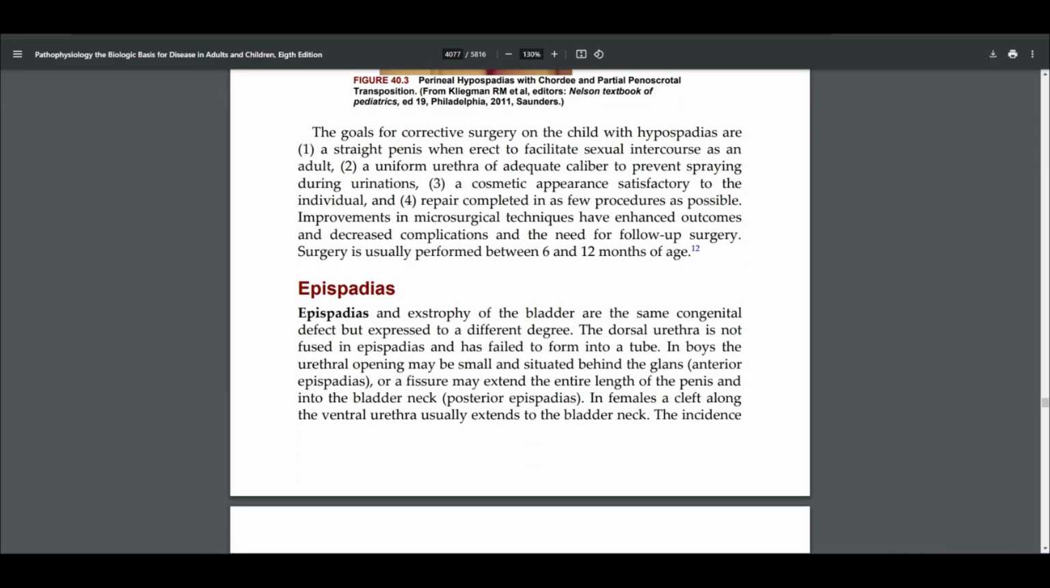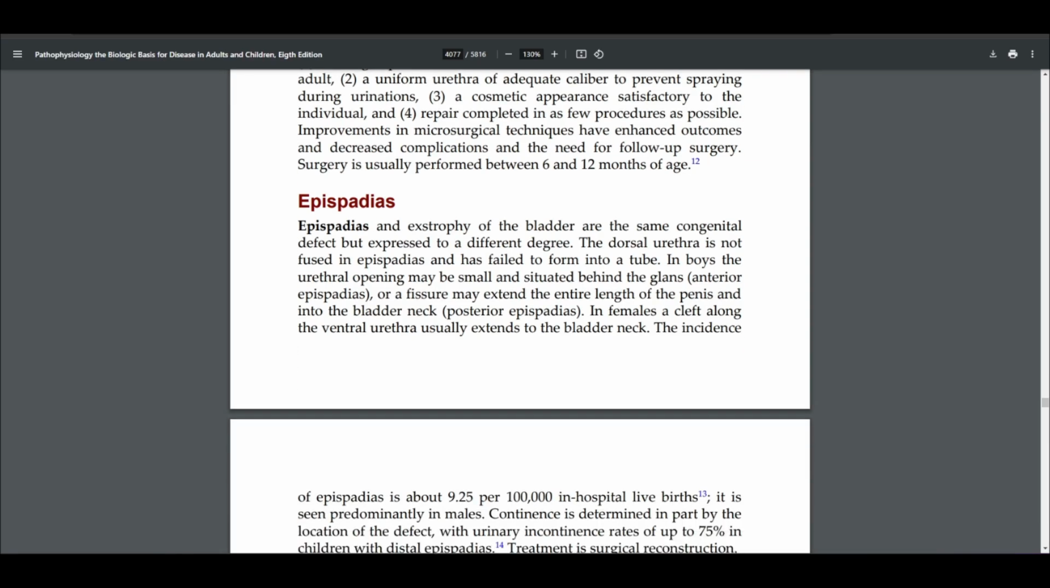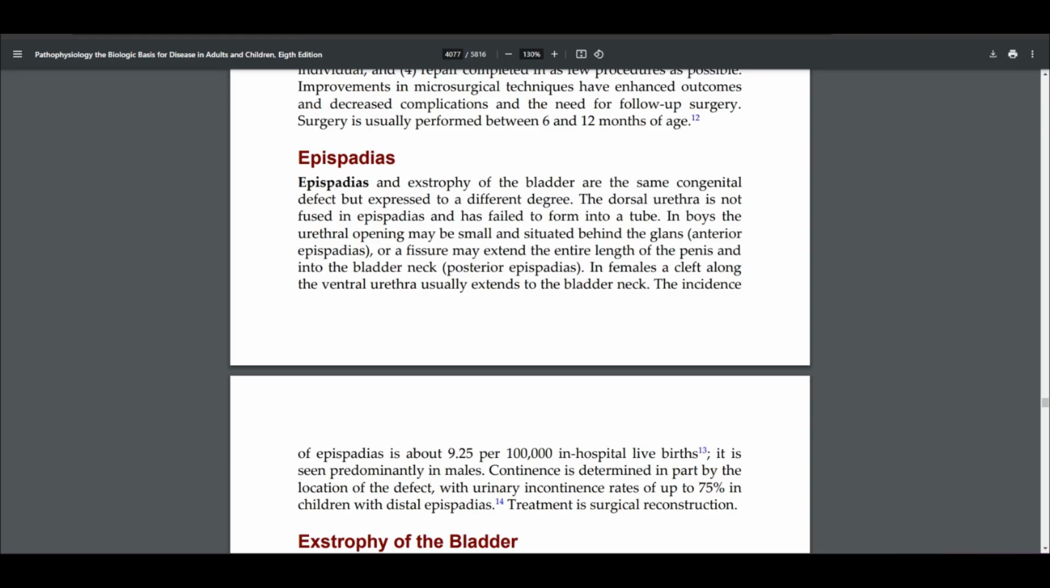Epispadias and exstrophy of the bladder are the same congenital defects but expressed to a different degree. The dorsal urethra is not fused in epispadias and has failed to form into a tube. In boys, the urethral opening may be small and situated behind the glans, or a fissure may extend the entire length of the penis and into the bladder neck. In females, a cleft along the ventral urethra usually extends to the bladder neck.